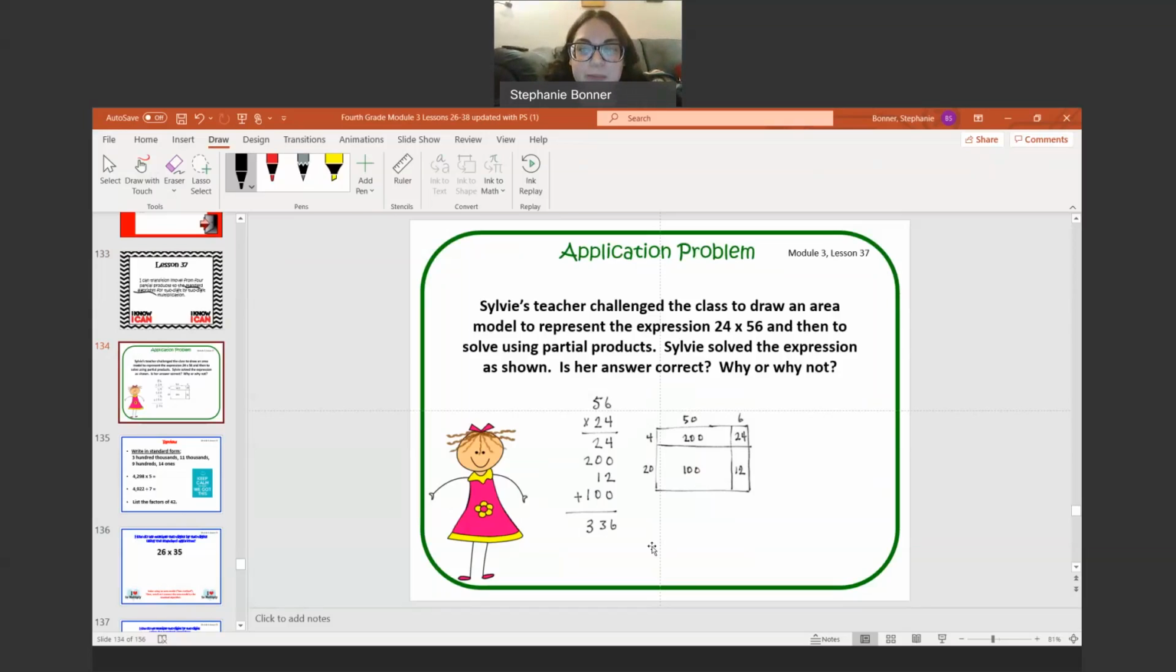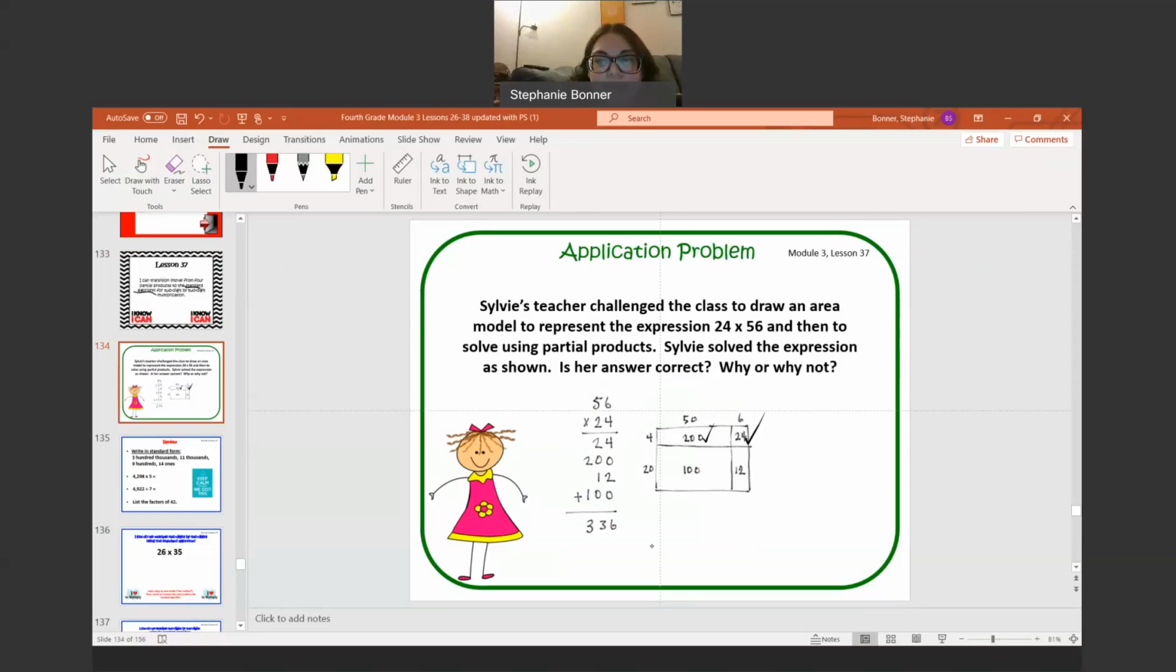So let's look. She's represented 24 correctly and 56 correctly. Go ahead and look at the answers that she got and see if they match up. I'll give you some time. So this is 4 times 50. Is 4 times 50 200? Yes. 4 times 5 is indeed 20, and you bring over your 0. That's correct. We go here, 4 times 6 is 24.